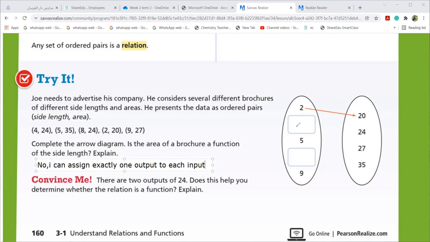You all know what to write here. 4, this is, I guess, 8. And you know, you need to put an arrow mark. 5 is 35, I guess. And 9 is 27. It's not a function.